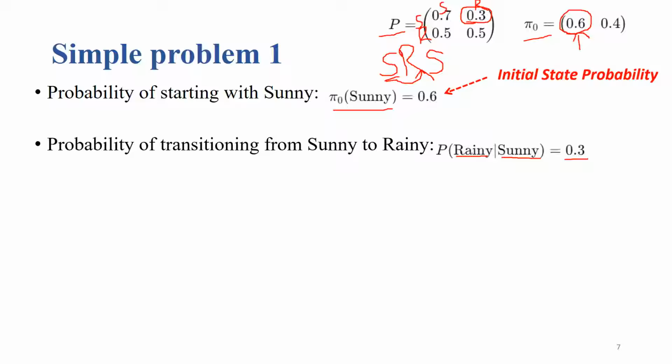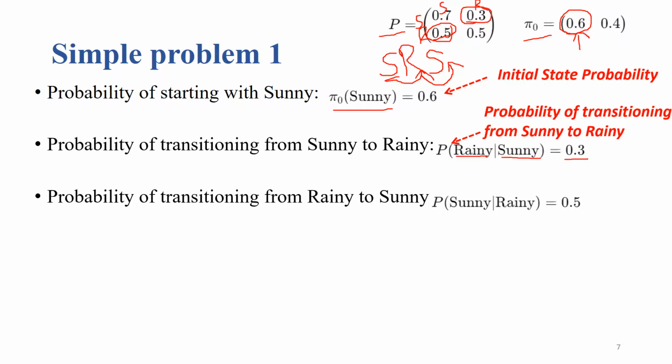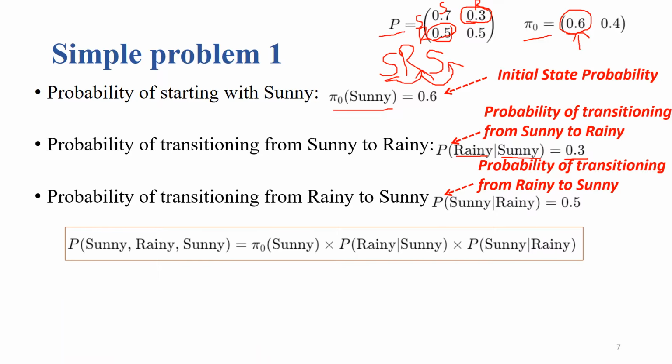Now from rainy, we need to find out the probability of transitioning to sunny. So from rainy, the transition probability to sunny is 0.5. So probability of sunny given rainy is 0.5. We need to find out this probability: probability of sunny, rainy, sunny.